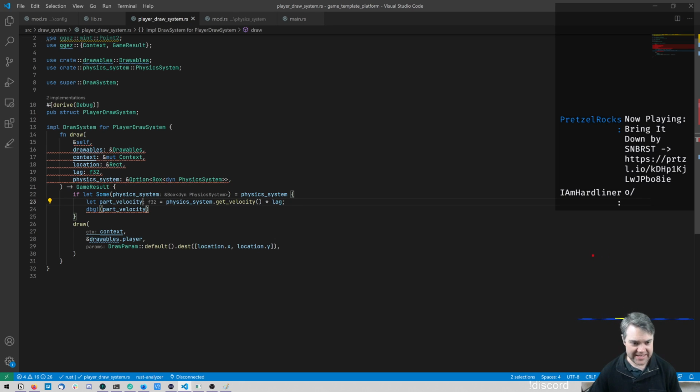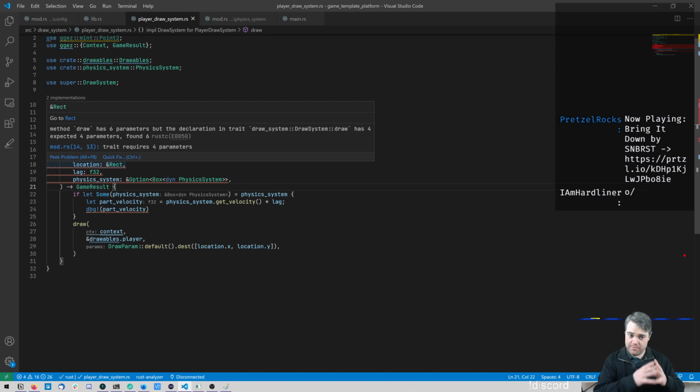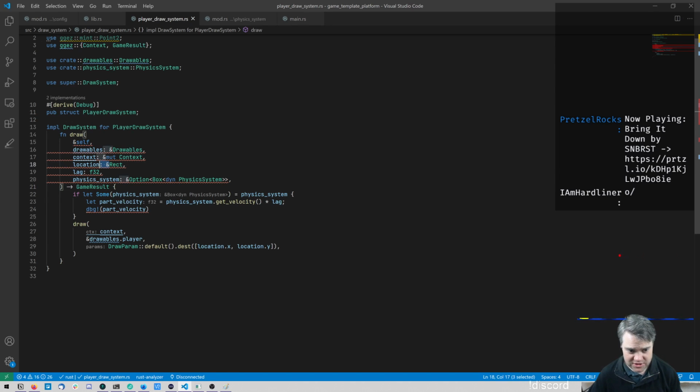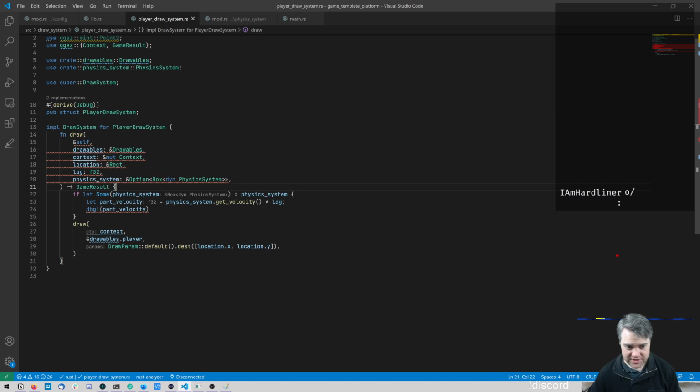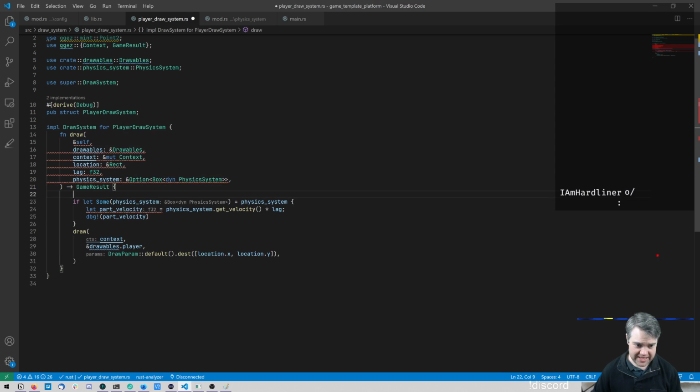Okay, so given this, if we now have this velocity, I need to update our location by that amount, but I don't want to mutate our location. Now we don't have a mutable reference to the location, so we couldn't do that if we wanted to. But I also can't just update this either. So let's extract out. Also, what if we don't have a physics system? What if this is just some static object that just sits there and doesn't move? The lag won't even matter. It won't even matter what the lag is.